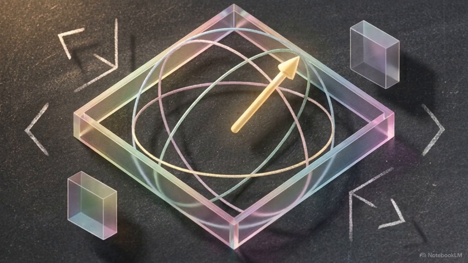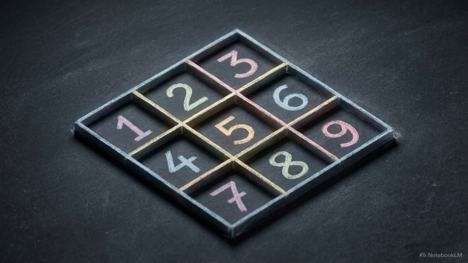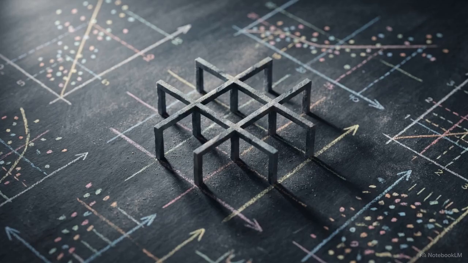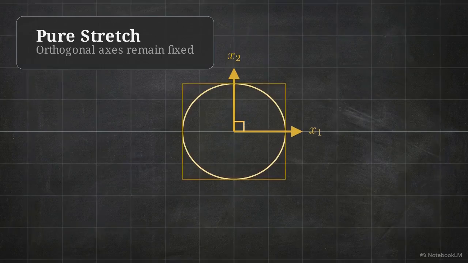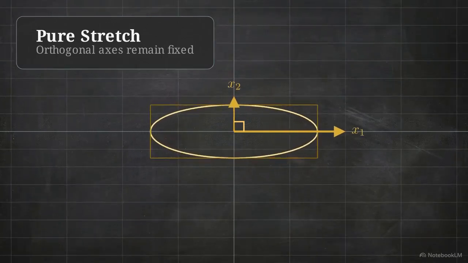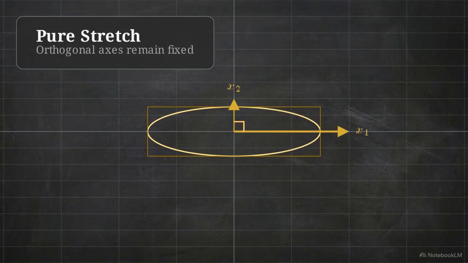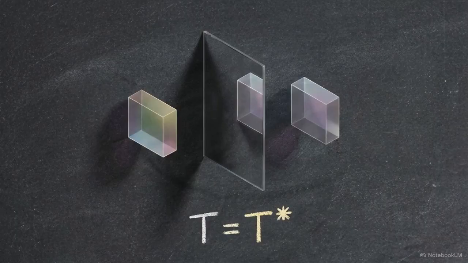This algebraic relationship establishes a universal constraint that applies to a simple 3x3 matrix just as strictly as it does to the infinite-dimensional operators of quantum physics. First, consider a transformation that stretches space strictly along orthogonal axes, without introducing any shearing or rotation. This occurs when an operator is its own adjoint, meaning T equals T star.